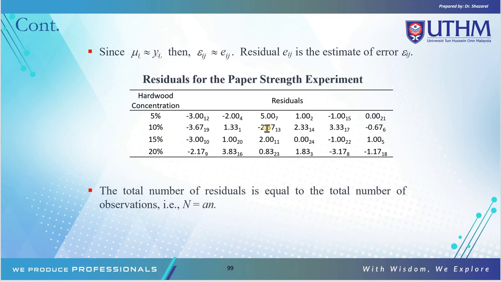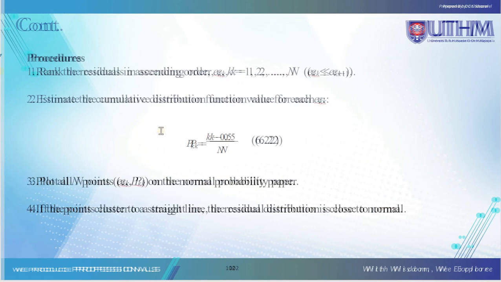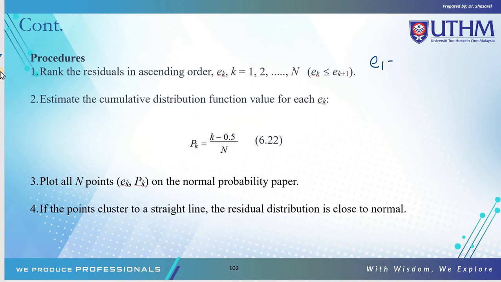Positive. So we use this example, negative 3.67, for the first rank, E1, for the smallest. Then we try to compute the PK. So this is the formula. For the first rank, E1 is equal to negative 3.67, and N here is 24, the overall total number of residuals. So we compute the first, P1. K equals 1, so it is K for the first ranking, minus 0.5, divided by 24.